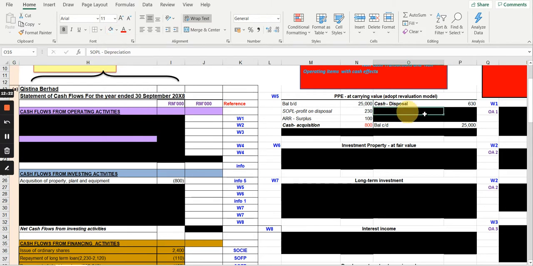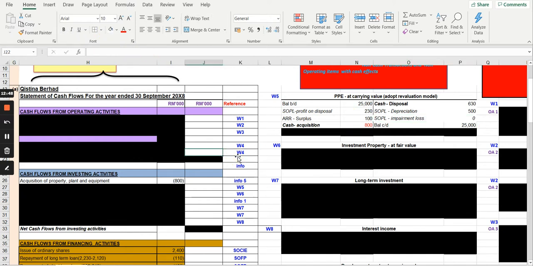So to get this, how do you do it? You are going to add the carrying value with the profit. If you add the carrying value with the profit, you will get 630. Before that, you are informed that there is depreciation as well.